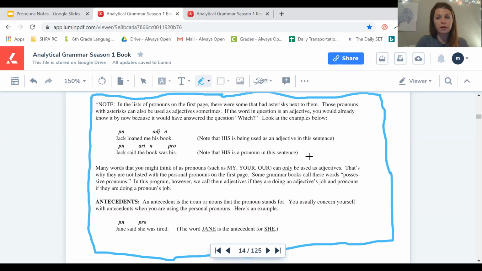So it can get a little tricky. You can't just say, oh, this word, I know it, it's a pronoun. The best mistake you can make is kind of messing up between adjective or pronoun. You just gotta ask yourself, what is it doing? Is it describing or is it acting as a noun?